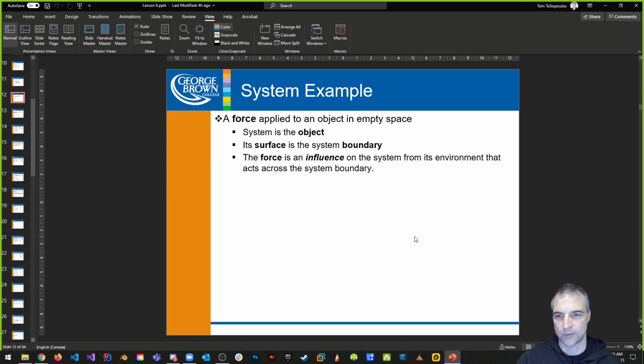So here's an example system. A force applied to an object in empty space, right? The system is the object. Its surface is the system boundary. And the force is an influence on the system from its environment that acts across the system boundary. This is a really clear depiction of how a system works. So again, think about that. The surface of the object is its system boundary, or the edges, the borders of the world, is the system boundary, right? Force is an influence. I'm influencing the system by applying force.